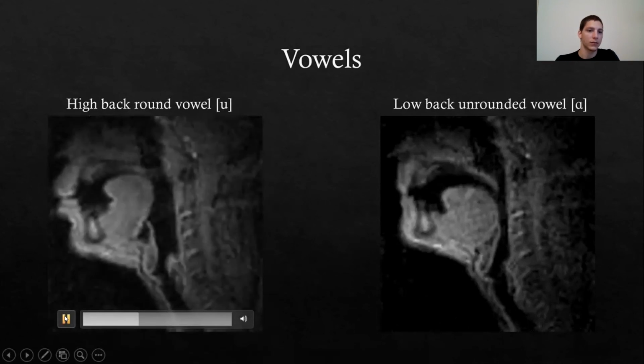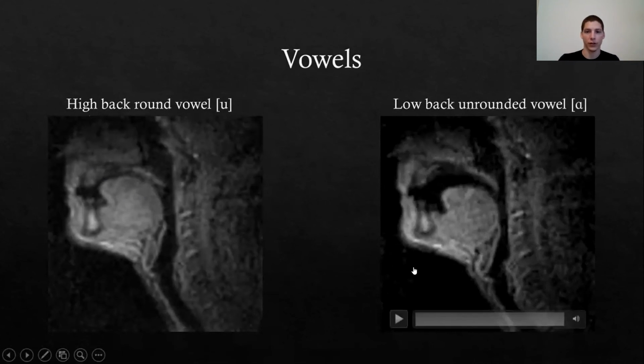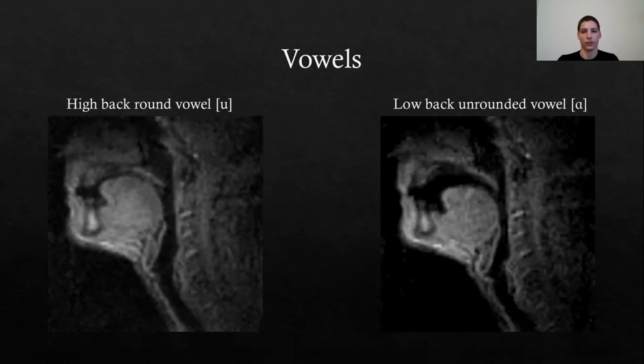Play that again. So you can see still the tongue is high up, but it's pressed more against the velum, whereas during E, which was also high, the tongue was forward at the front of the mouth. And if we compare that to a low back vowel, you can see that the tongue is back and low.